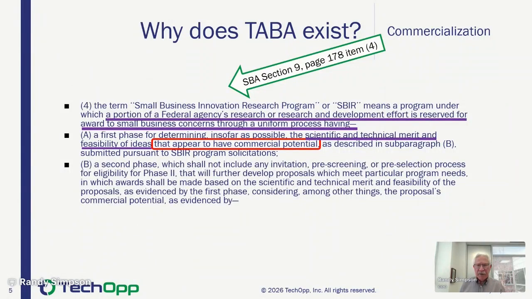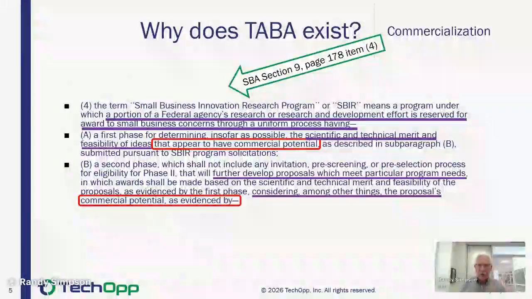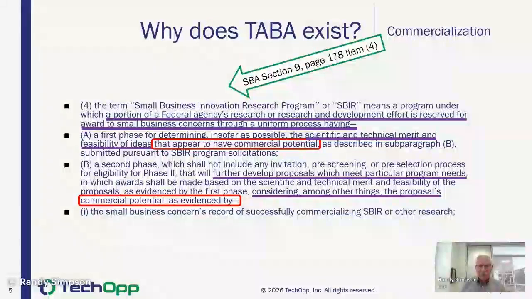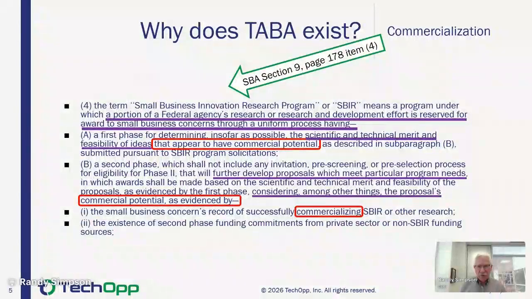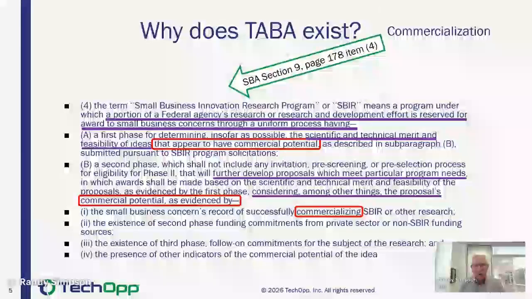I'll keep noting that. In the second phase, you want to further develop the proposal to meet particular program needs, considering, among other things, the commercial potential. So they keep referencing commercialization. And it is evidenced by your record of successfully commercializing SBIR topics or other research, and the existence of second phase funding commitments and so forth. So there are other indicators that they're going to look for the commercial potential. But the point that I'm trying to make here is that commercialization is a major element of the SBIR STTR program.